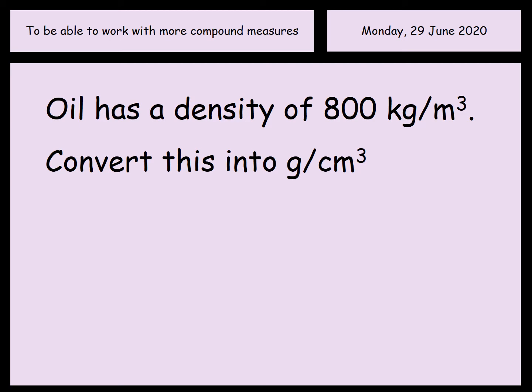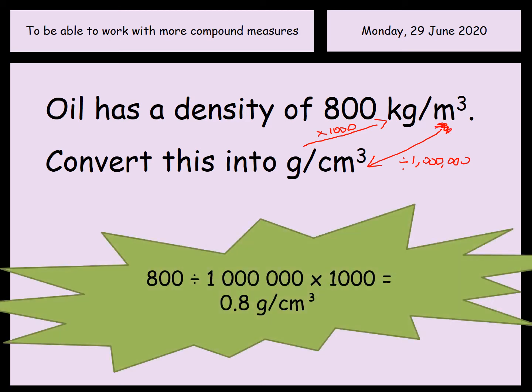So in terms of how many centimeters cubed there are in a meter cubed, that is 1,000,000. So we've got 1,000,000 here. And how many grams are there in a kilogram? Well, to get from kilograms to grams, we would times by 1,000. So that's a difference of 1,000 that way. And this is a difference of 1,000,000 this way. So because we're going from that to that, we'll be going that way. And so when you do this, you're going to get the answer of 0.8 grams per centimeter cubed. So you need to divide by 1,000,000 times by 1,000.